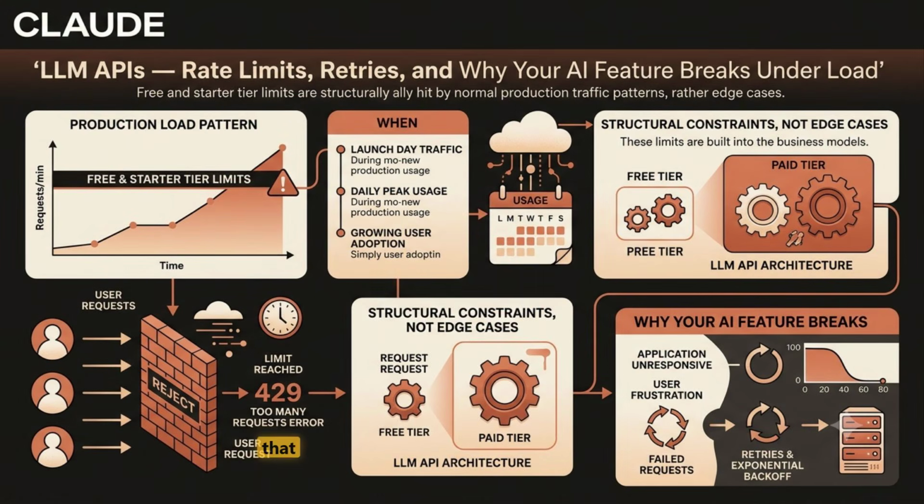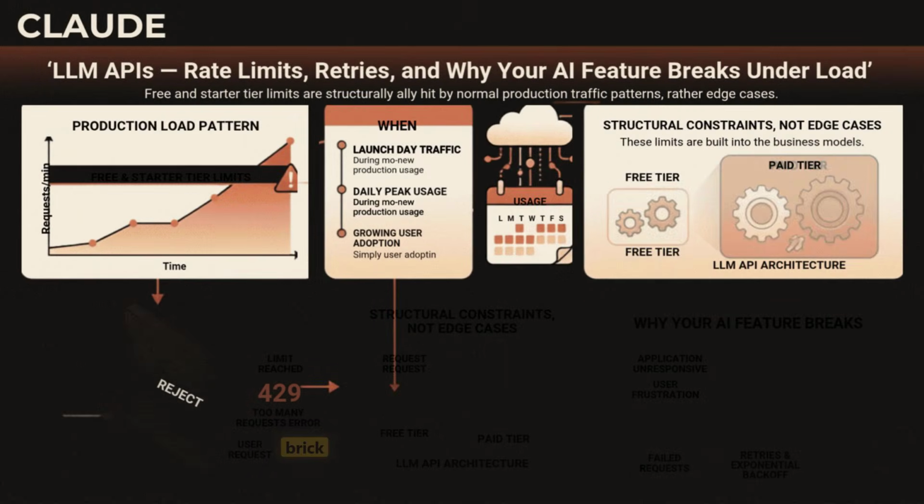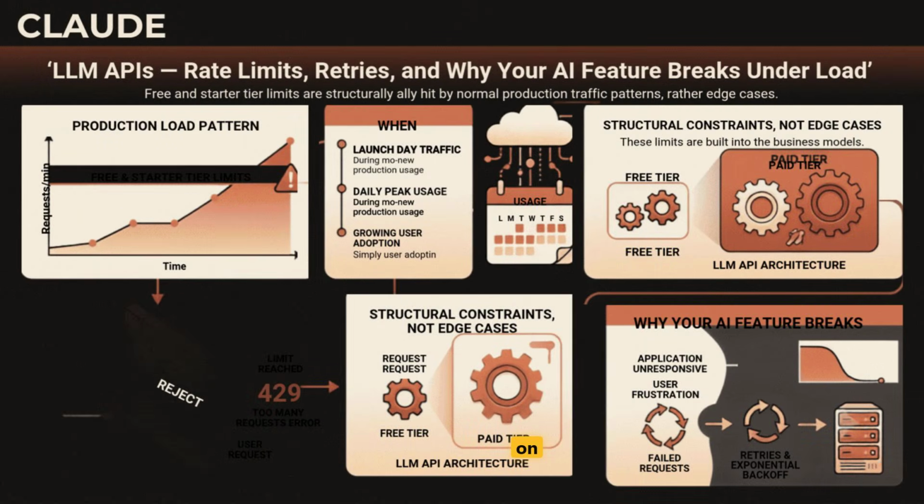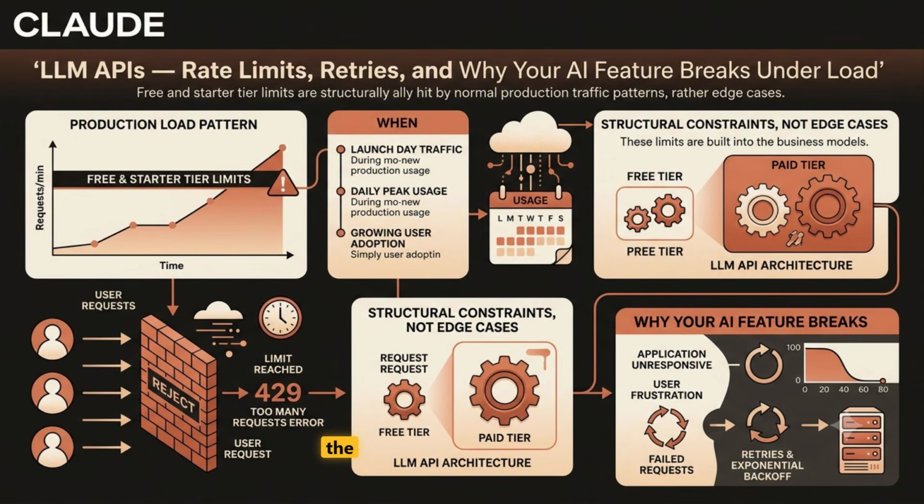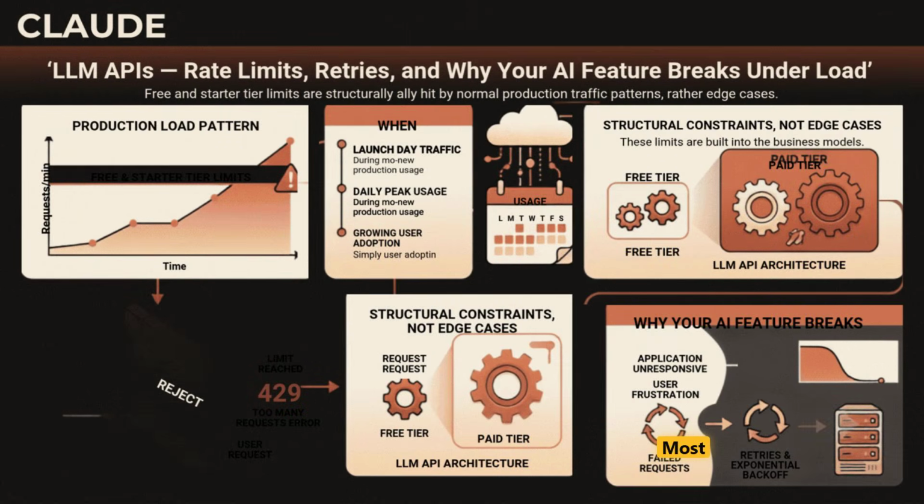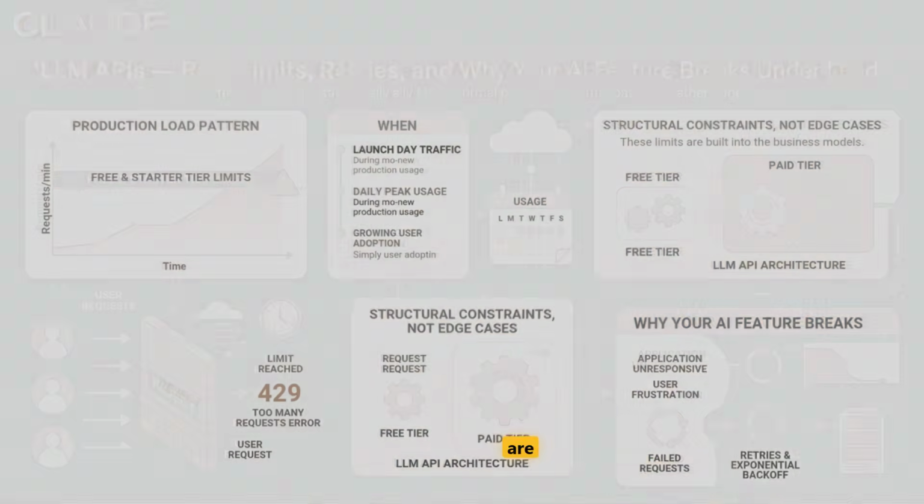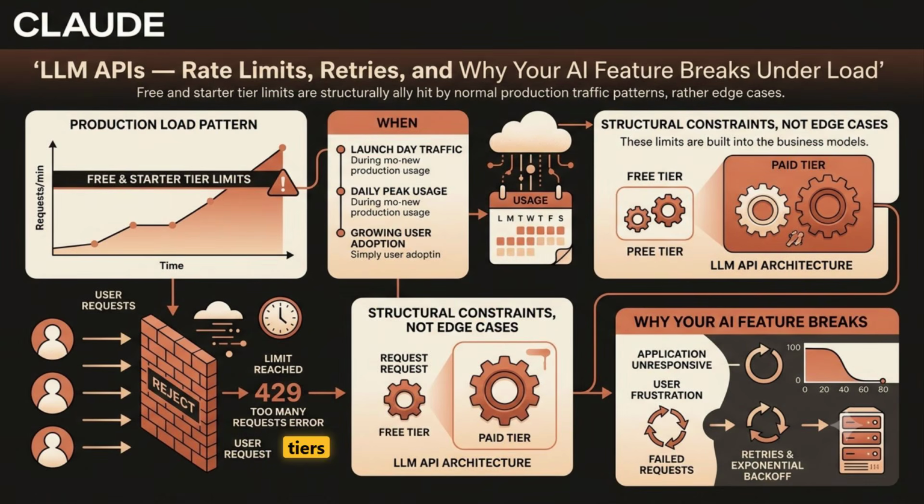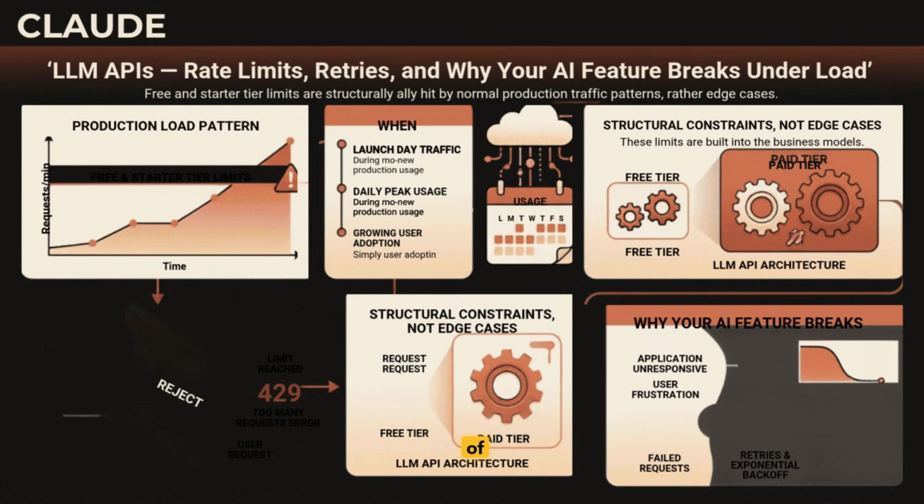The moment that line crosses the horizontal bar labeled free and starter tier limits, your system hits a brick wall. Below the graph on the bottom left, trace the arrows showing user requests running straight into a solid brick wall marked reject, triggering a 429 Too many requests error. Most developers assume free tiers are for testing, but starter tiers are deliberately capped at tiny throughputs like 3 requests per minute or tens of thousands of tokens.